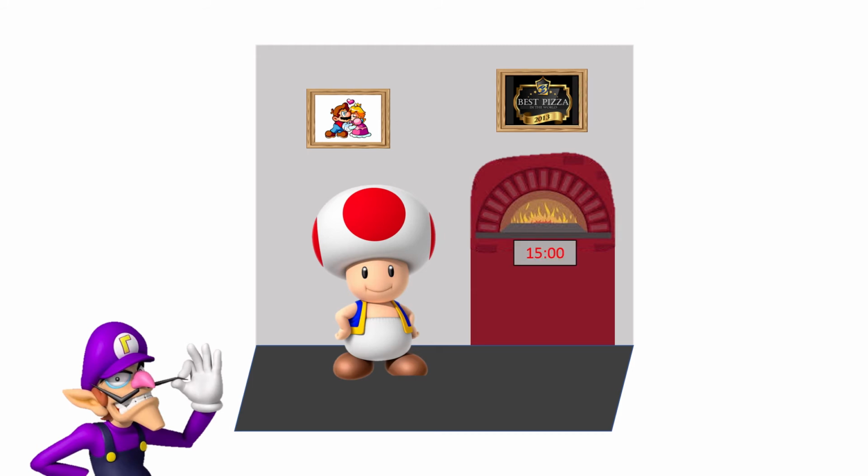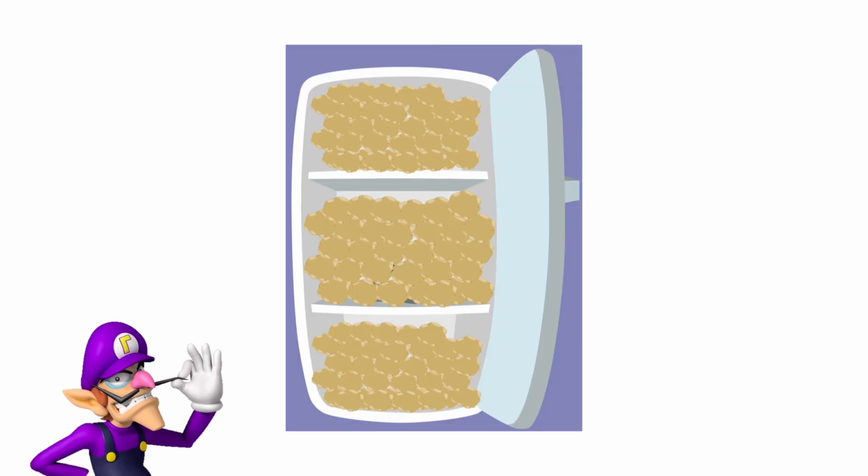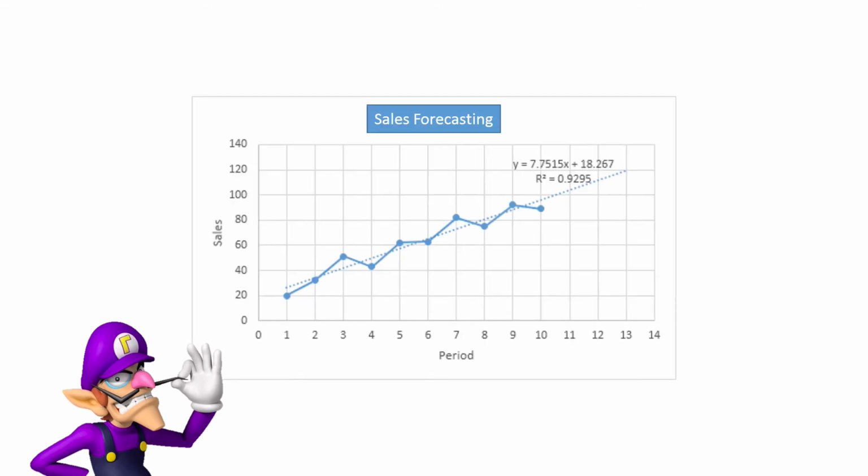It looks like you have a problem with high inventory of ingredients. Your fridge is overflowing with prepared dough. If you are set on making to stock, then statistical forecasting should be used to determine how much dough will be used. This will reduce overproduction.